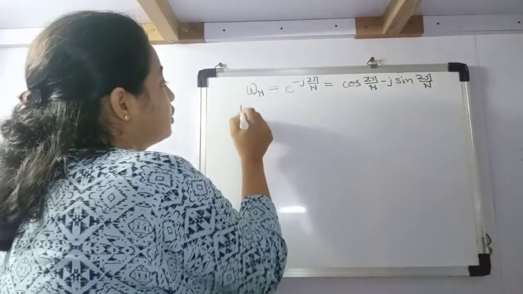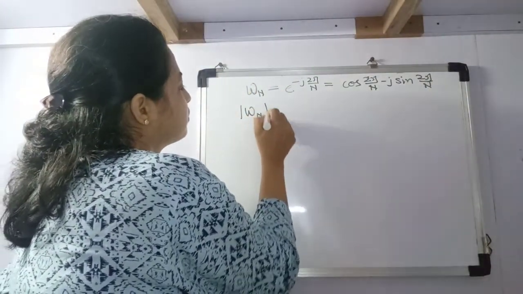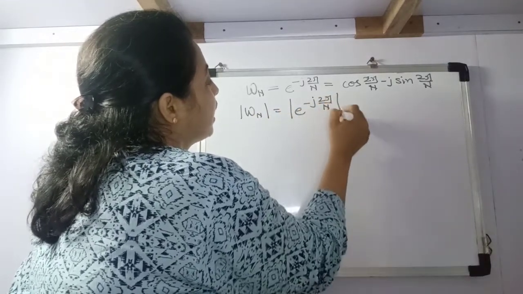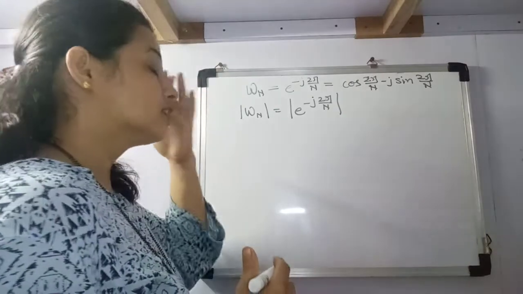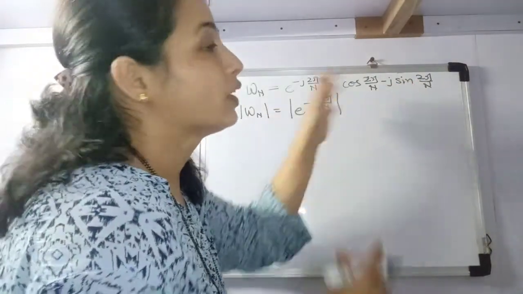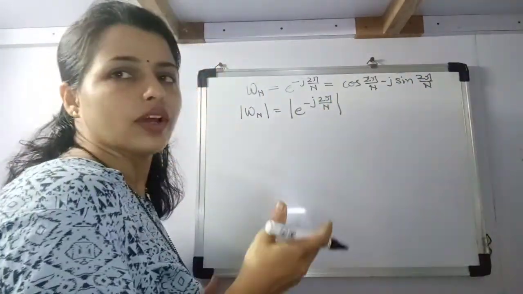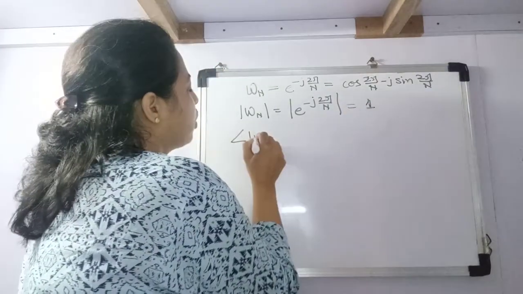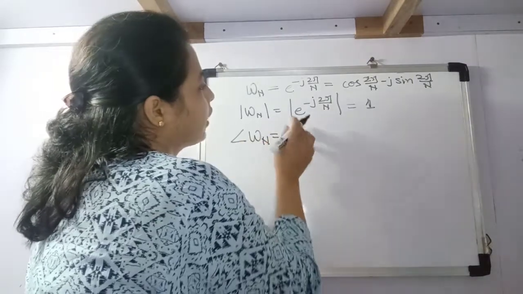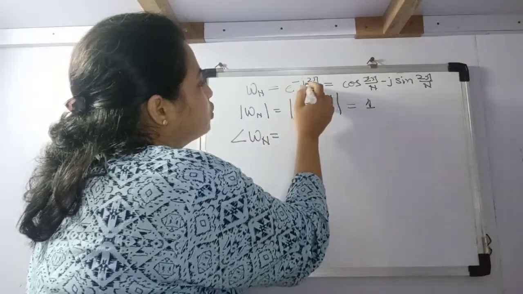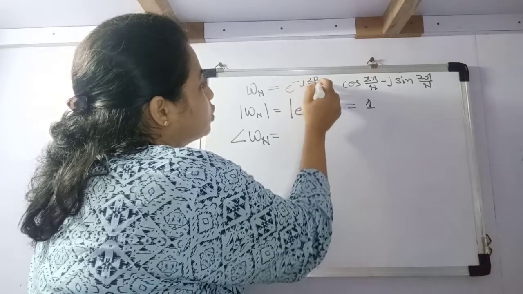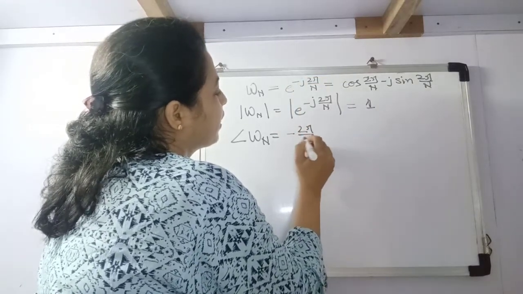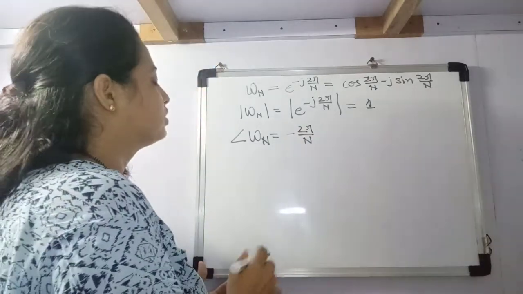Okay, so what is the magnitude of this? The magnitude of e raised to minus j 2 pi by n, the magnitude of this phasor, is 1, because cos square plus sine square is 1, and the square root of this is again 1. The angle of this term, e raised to j theta, so theta is minus 2 pi by n. So this is the angle.